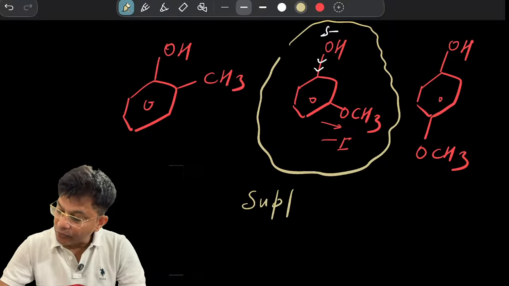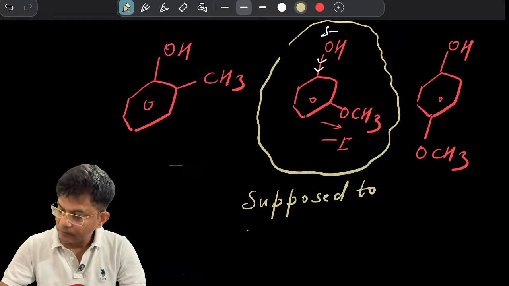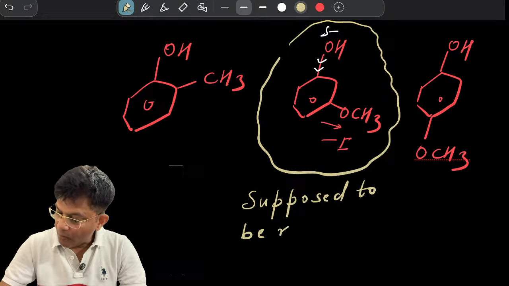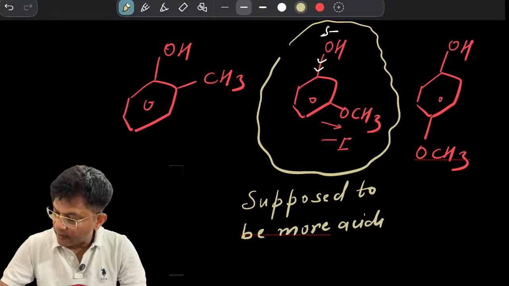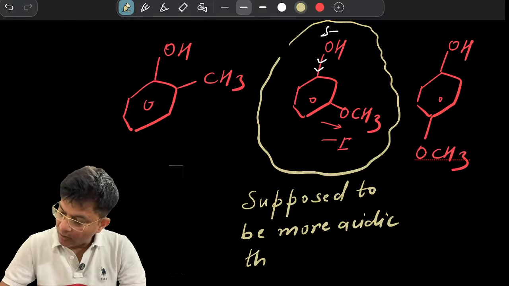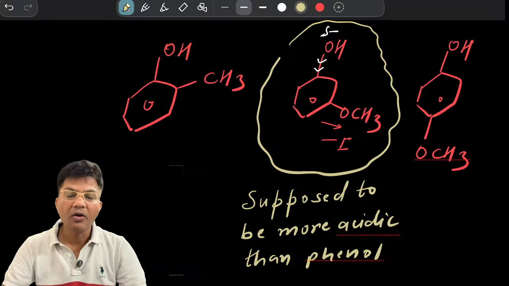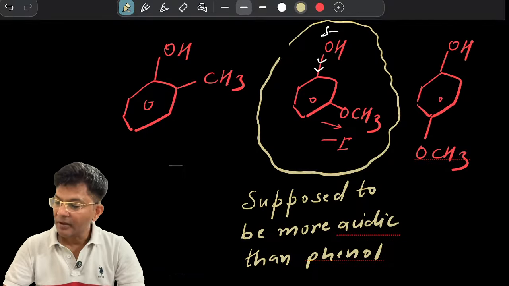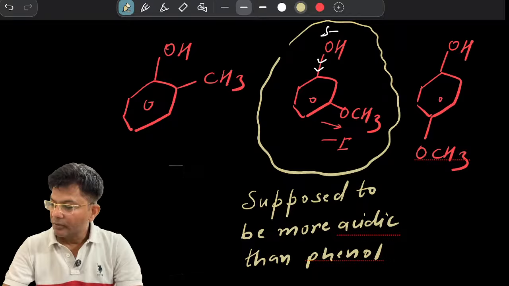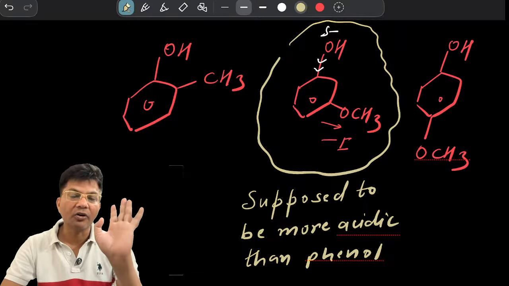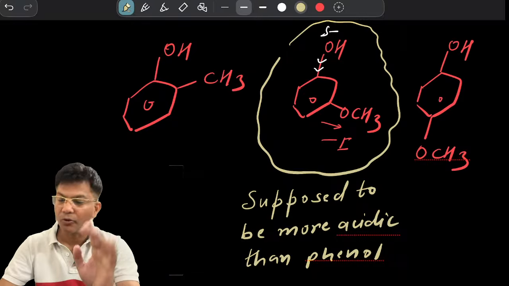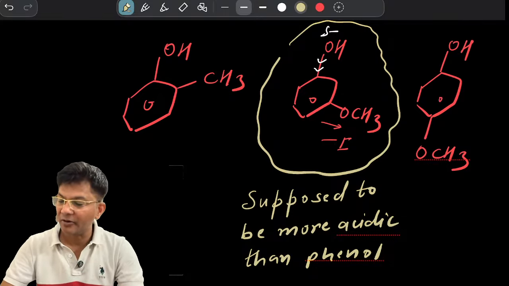It is supposed to be more acidic than what? More acidic than phenol. Because my dear students, there is just minus I from meta. But here, oh, I have done wrong. Sorry kids. Everything is right. This is more acidic, but I have written it wrong.